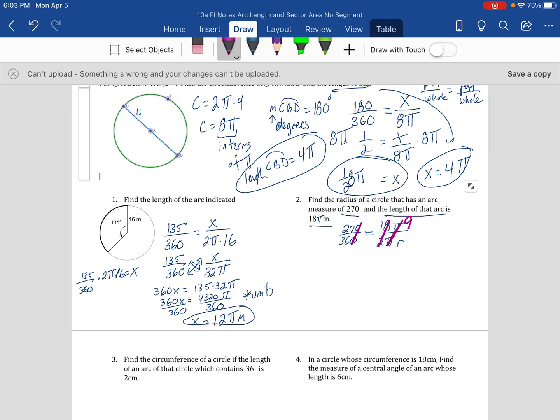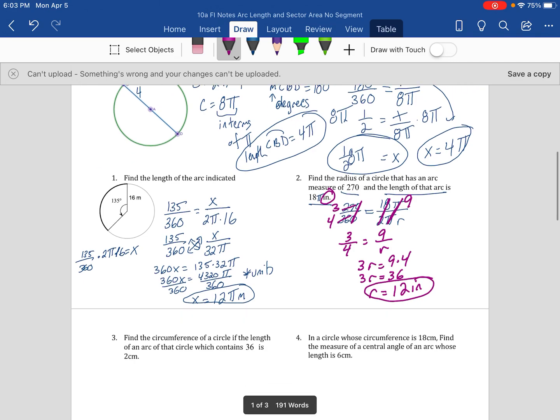27 over 360. 9 goes into 27 3 times. 9 goes into 36 4 times. So if you didn't have a calculator, you could do 3 over 4 equals 9 over r. Cross multiply, 3r is equal to 9 times 4. 3r is equal to 36. r, your radius, is equal to 12. And just pay attention here, it is going to be 12 inches.